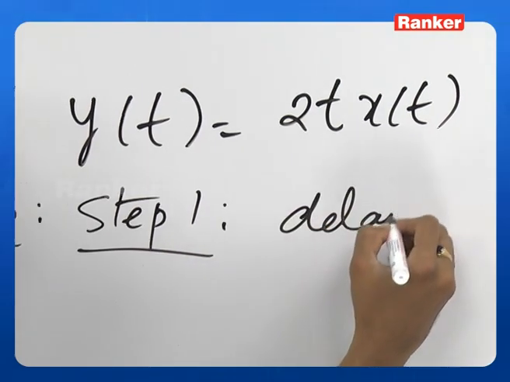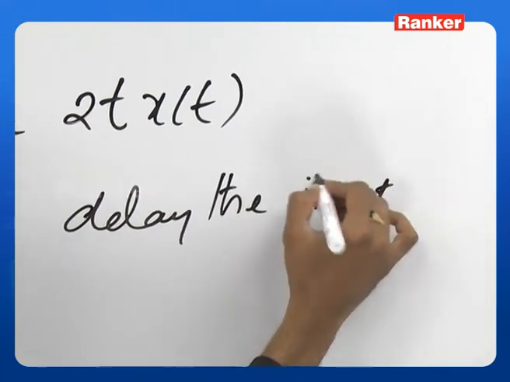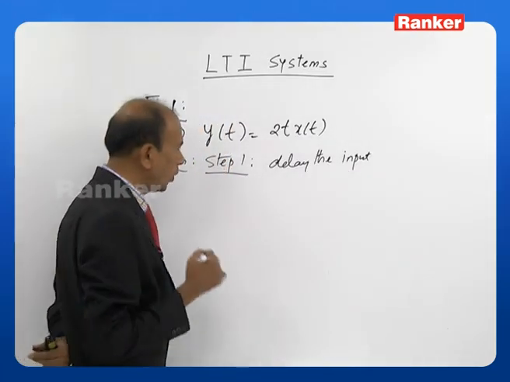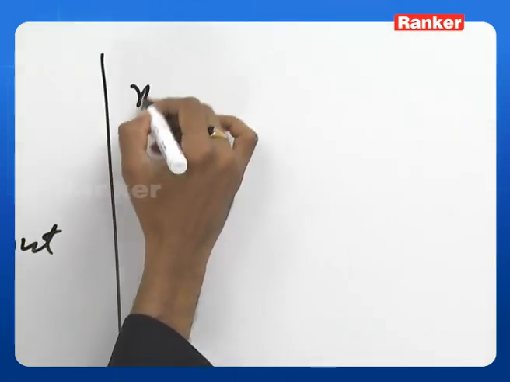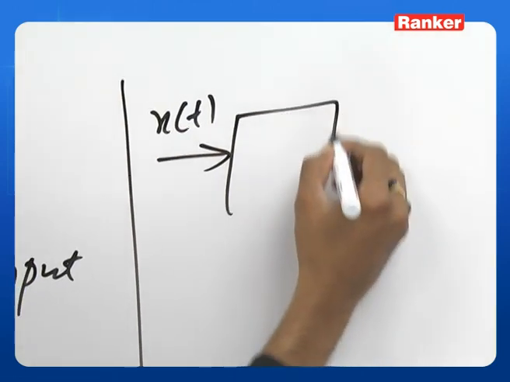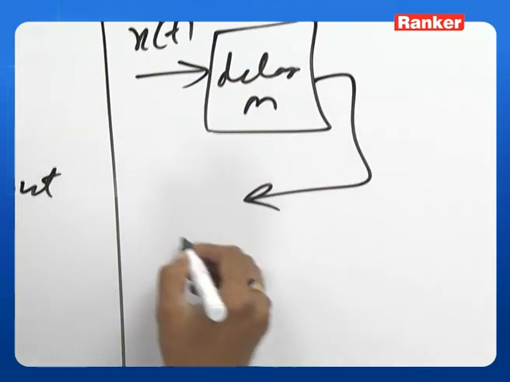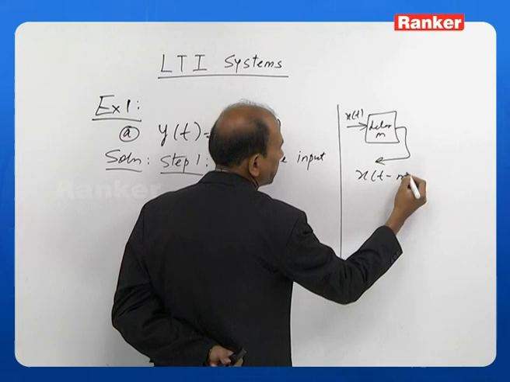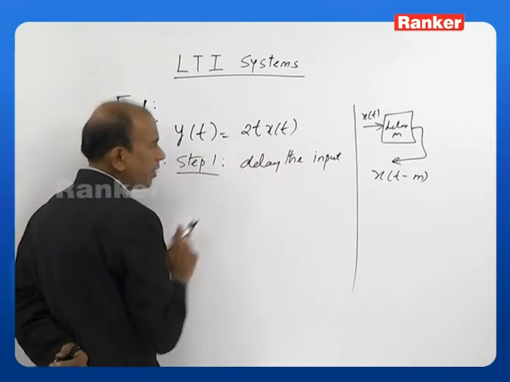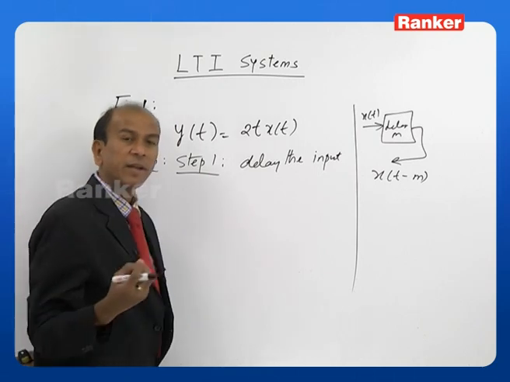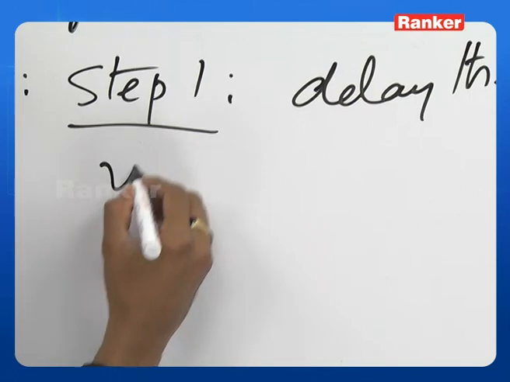Delay the input by a certain time. Here we can write x of t and pass it through a system, a delay by a certain m, and I will get the value x of t minus m. That is the first step. Now the response to this we call y of t. So what will be the output? Let that output be called y1 of t.